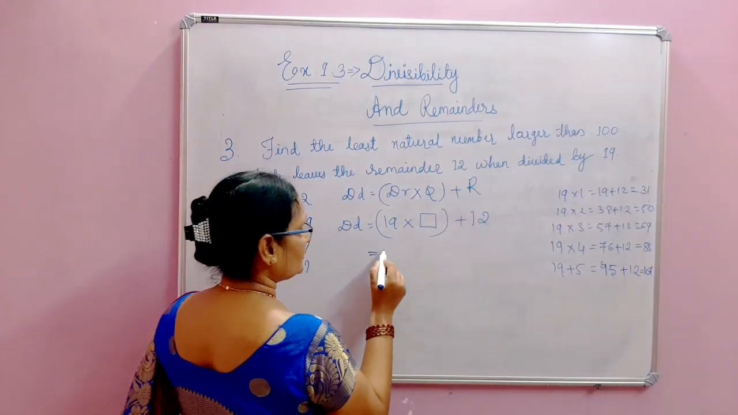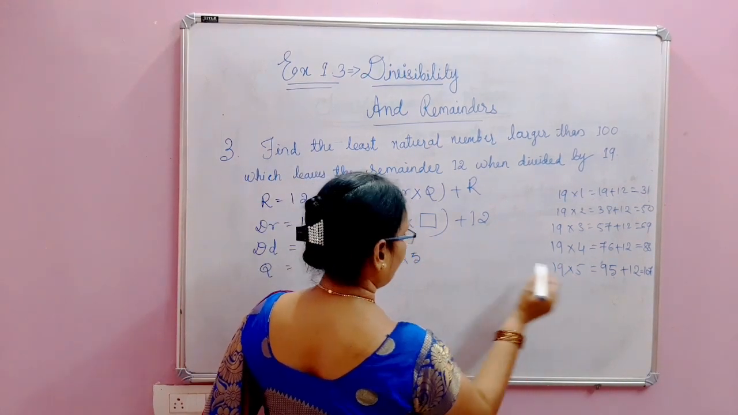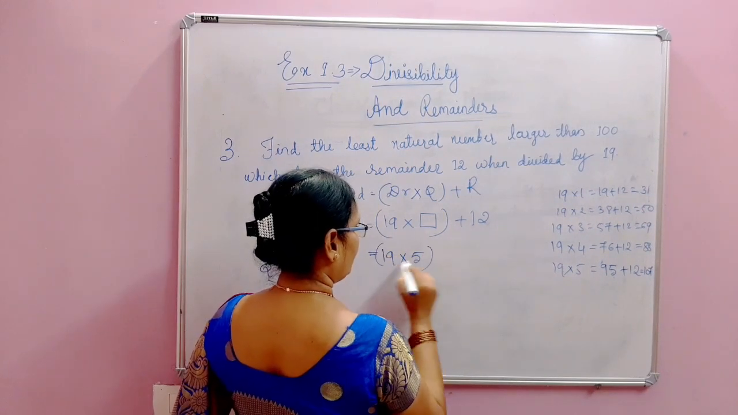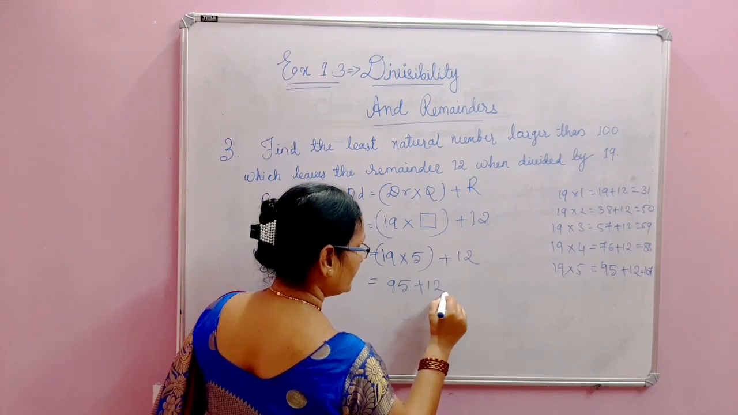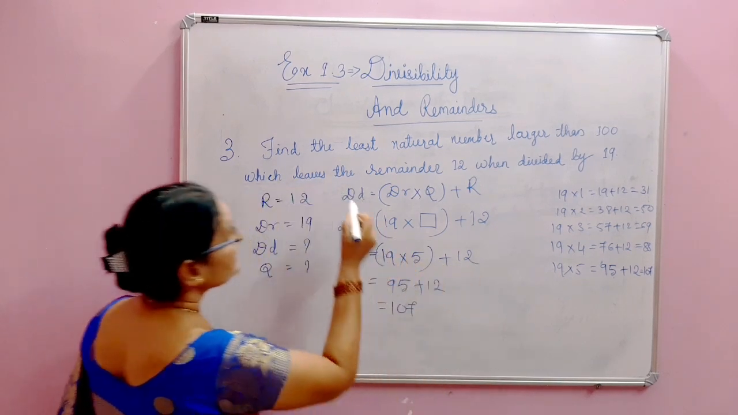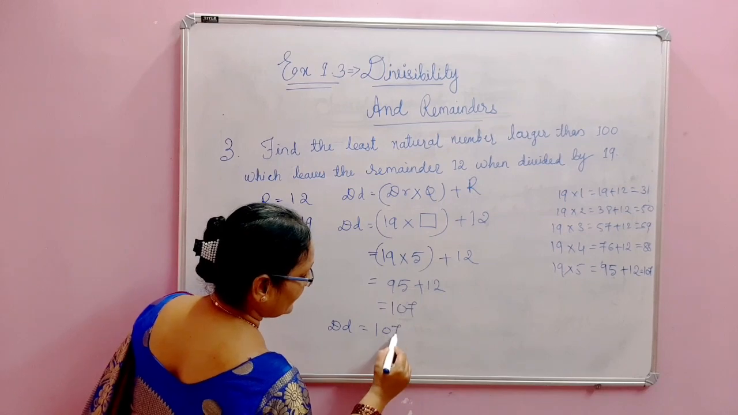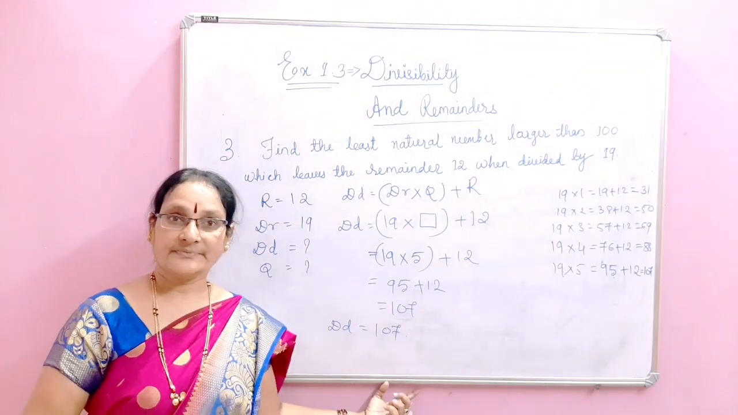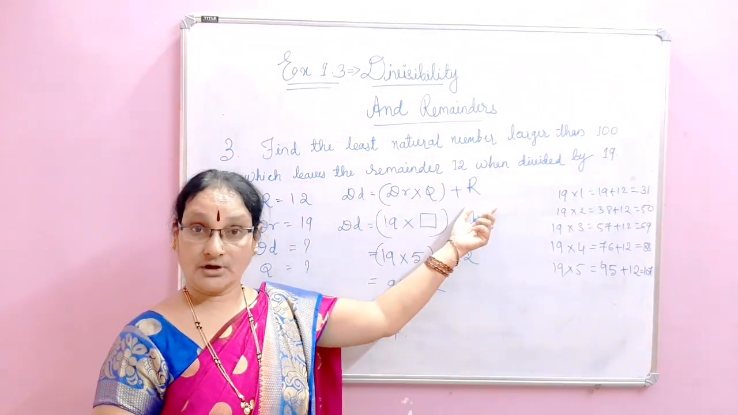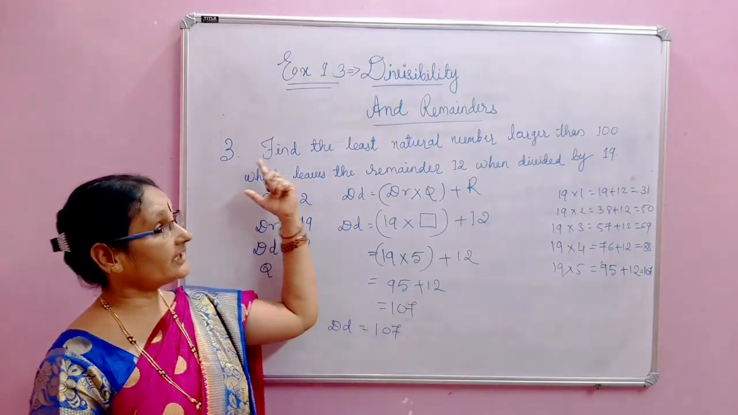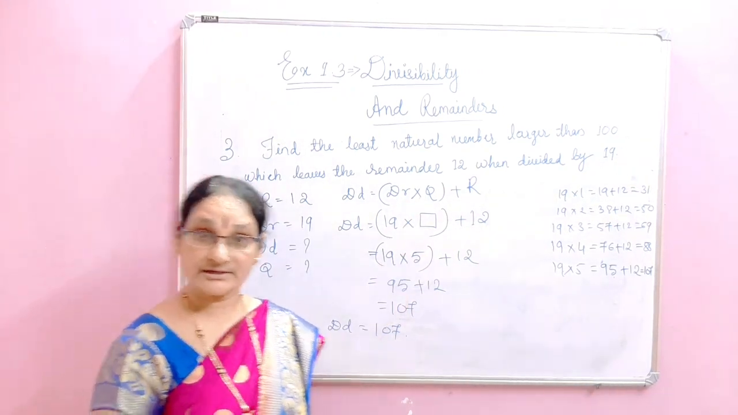So, this is equal to 19 into 5 plus 12. This is 95 plus 12, equal to 107. Then which is that least natural number? The least natural number is 107. Like this we have to guess it. What the number should be, what is given, and which number is not given, which we have to find out. We have to read the question twice or thrice and understand what to find out. I hope you understood, students.